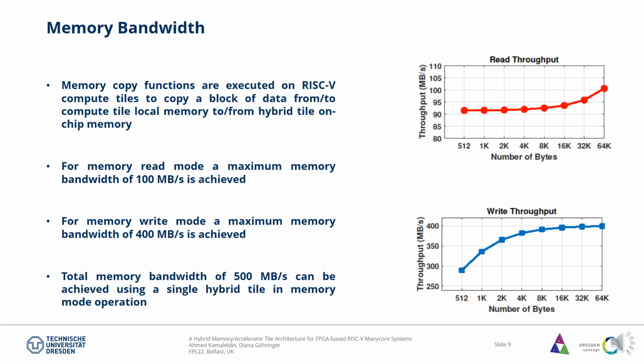In order to evaluate the memory bandwidth of the proposed hybrid memory accelerator tile, memory copy functions are executed on RISC-V compute tiles to copy a block of data from or to the compute tile local memory to or from the hypertile on-chip memory. Therefore, for memory read mode, a maximum memory bandwidth of 100 MB per second is achieved. On the other hand, for memory write mode, a maximum memory bandwidth of 400 MB per second is achieved. Therefore, the total memory bandwidth is 500 MB per second, as we support dual memory access, so we can have read and write simultaneously.